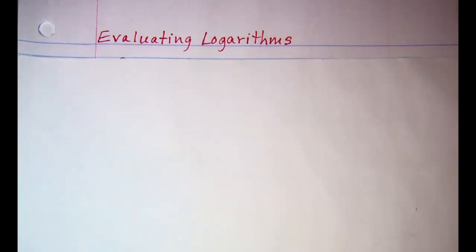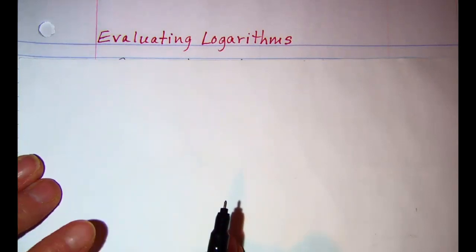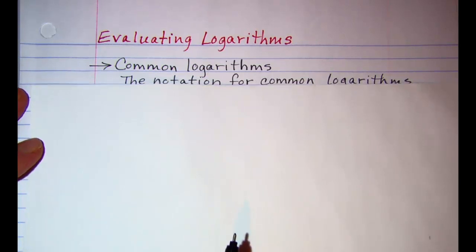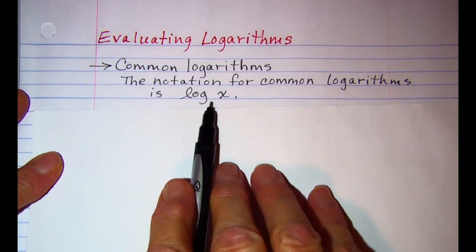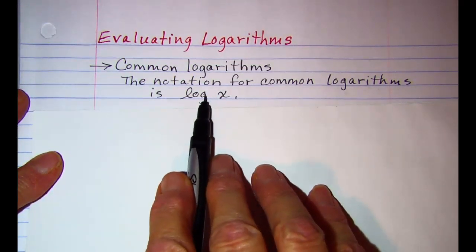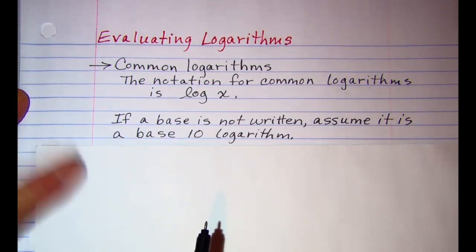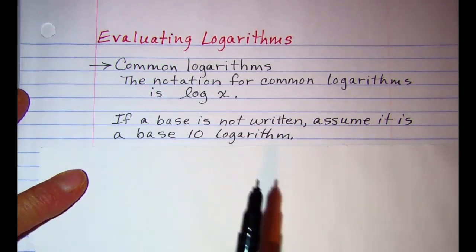In this video, we will be evaluating logarithms. There's two types of logarithms that are used so often that they have a special notation. The first of those is common logarithms. The notation for common logarithms is just log x. Notice that there's no base shown here. If the base is not written, you can assume that it is a base 10 logarithm.